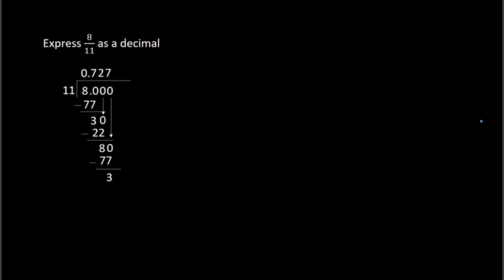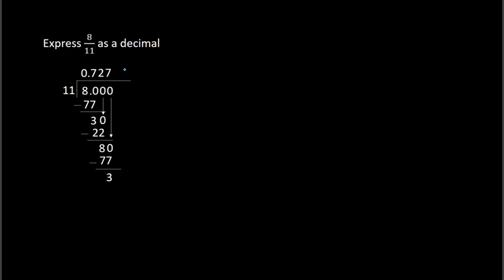Now notice that what's happening is things are repeating. We started with 80, and then we had 30. Now we have 80 again, and then we're going to have 30 again once we bring down the 0. And then it's going to be 80, 30, 80, 30. It's going to keep repeating with our numbers. So it's going to keep being 7, 2, then 7, then 2. It's going to keep going on forever.